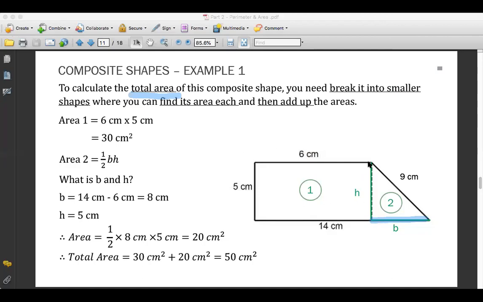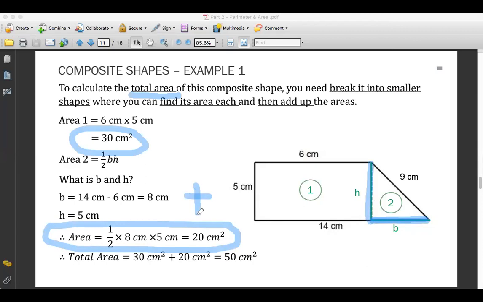All right, so that is your base. Then for height, you will take 5 cm, not 9 cm. So just half times this 8 cm here times the 5 cm height. You will get 20 cm squared. So altogether, the composite, the combined area is area 1 plus area 2, and you'll get 50 cm squared.